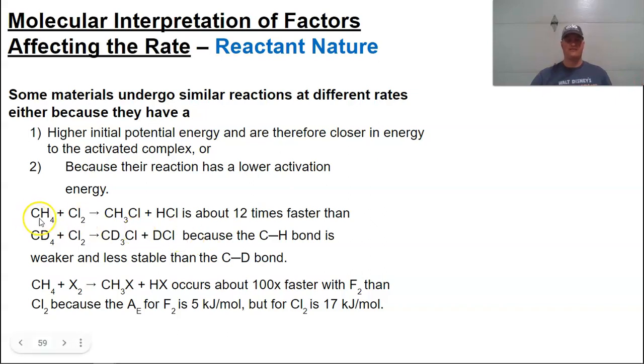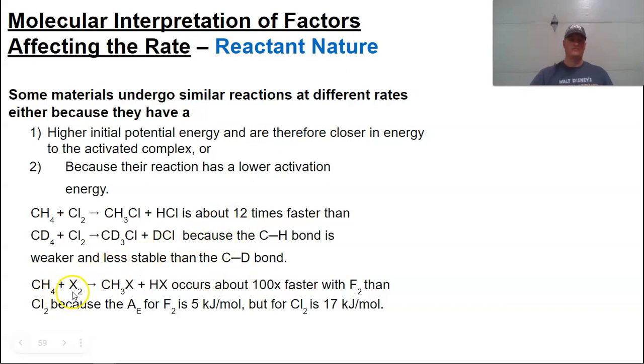So for example, if we have methane react with chlorine, this produces the products about 12 times faster than if we have what's called, you might be going, D, what's D? D is what's called deuterium. It is an isotope of hydrogen. Hydrogen only has one proton, no neutrons. Deuterium has one proton and one neutron. So it's a little heavier. Because the CH bond is a little weaker and less stable than the CD bond, this happens 12 times faster. So it's a little bit higher potential energy.